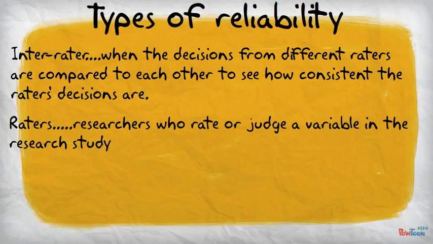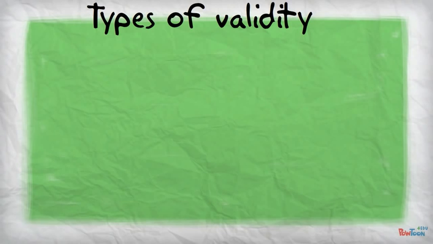If a professor on ratemyprofessor.com always gets positive ratings, then there is good inter-rater reliability among the judges or the raters. In this case, it's the students. If half of the students hate the professor and the other half love the professor, then there is low inter-rater reliability among the students. Okay, let's talk about validity.